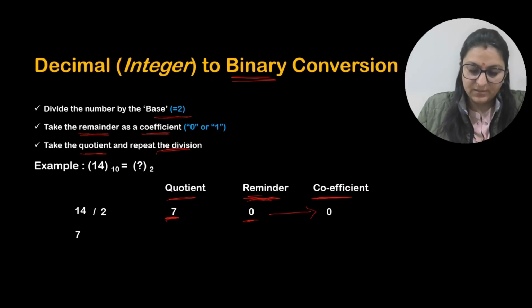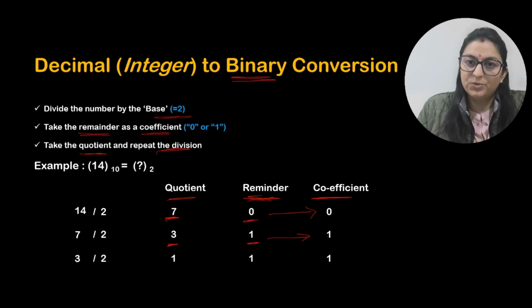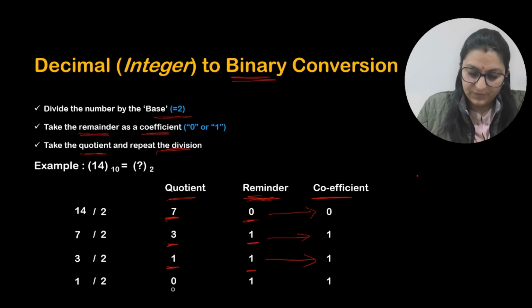Let us take 7 and divide it by 2. 7 divided by 2: 2 3s are 6, so the remainder is 1. We put 1 as a coefficient. Again we take the quotient, that is 3, and divide it by 2. 3 by 2: 2 1s are 2, remainder is 1. So we put 1 as a coefficient. Then 1 divided by 2, we get 0 quotient and the remainder is 1.